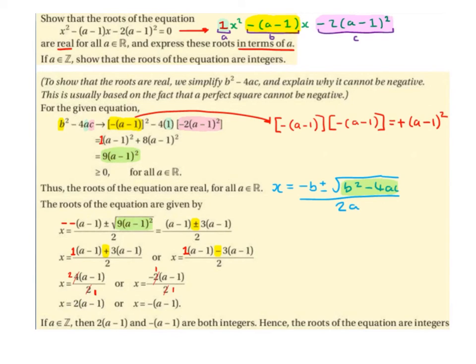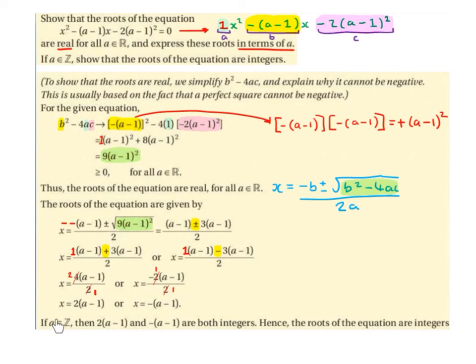And then on the other side we have minus 2 and 2. What will divide into both of them? Well, 2 will. Minus 2 divided by 2 is minus 1, and 2 divided by 2 is 1. So we get minus 1 times (a minus 1) over 1, which is minus (a minus 1). So x is equal to 2(a minus 1), or x is equal to minus (a minus 1).